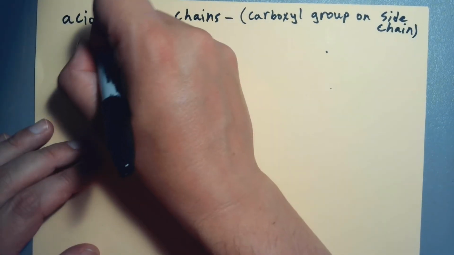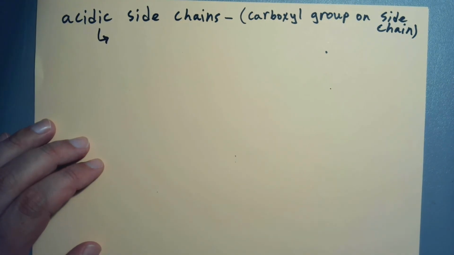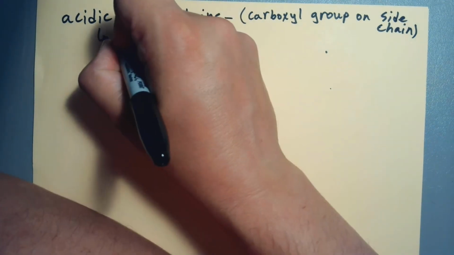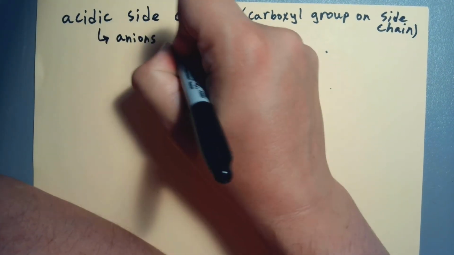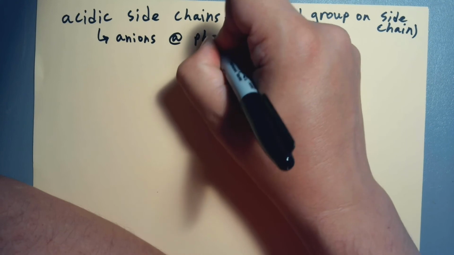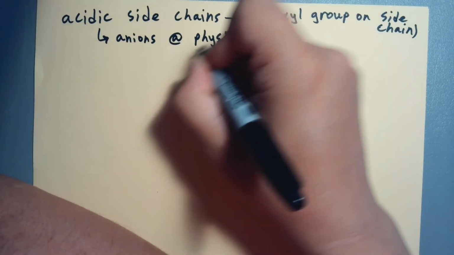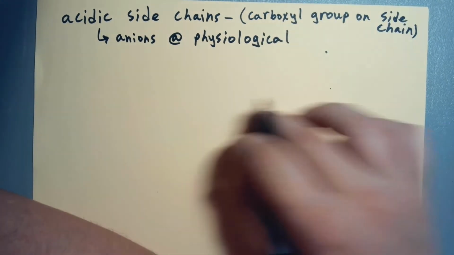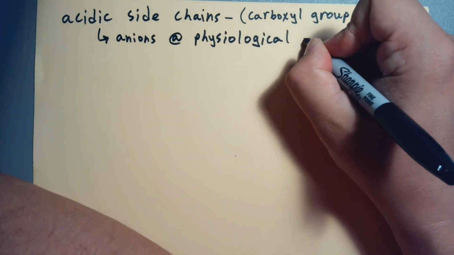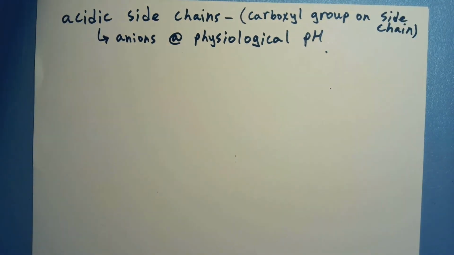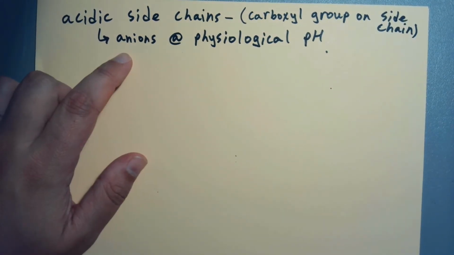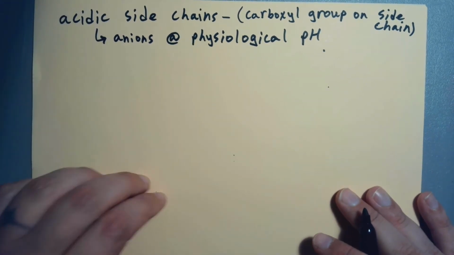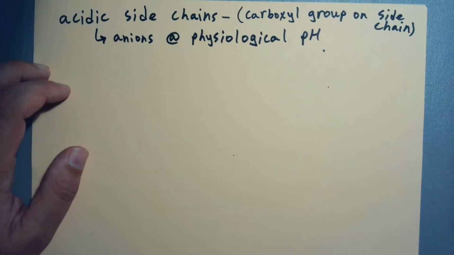The other detail is that this is at physiological pH. So these are going to be anions at physiological pH. Just like the main backbone is for an amino acid. So they're going to have negative charge. Kind of dressing up a lot of language here. But remember, anions are negative charge.